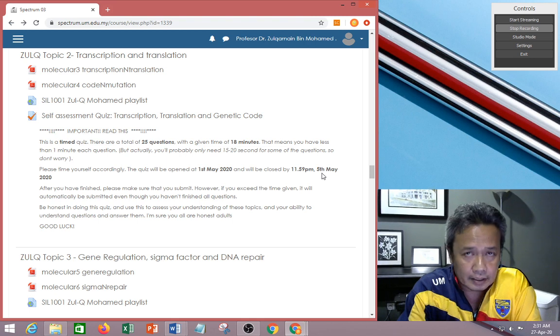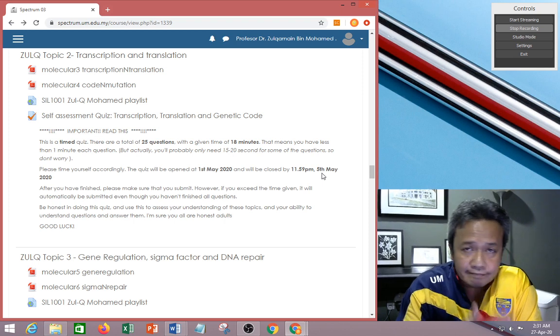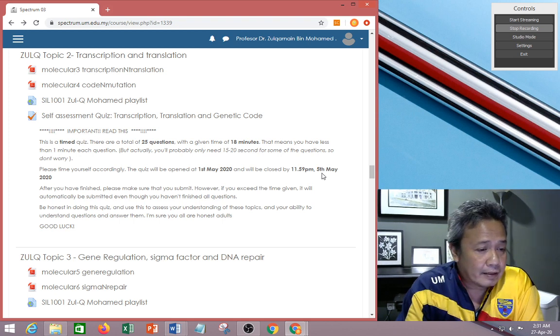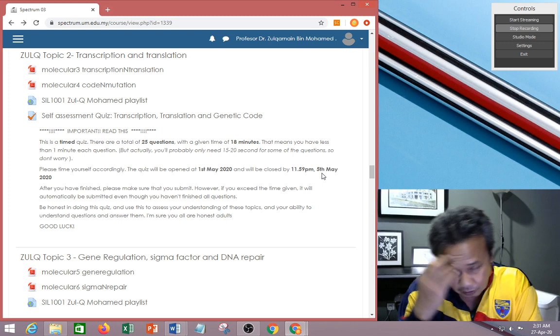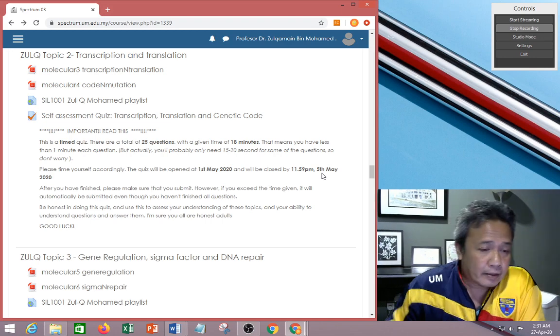Remember, this is compulsory. I'm going to take marks for this. These marks will contribute as continuous assessment towards your final grade. There are going to be a few of these as we go along. Maybe once a week we're going to have tutorials and questions and so on.